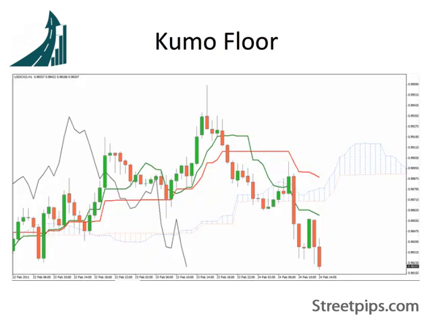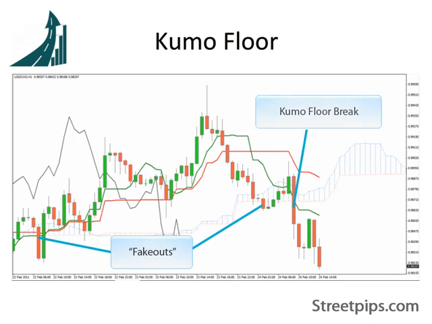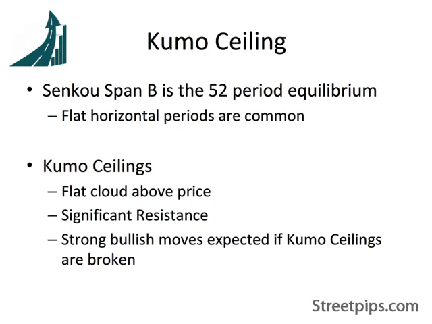In this example, we see a Kumo floor stretching across the chart. Prices actually broke through the Kumo floors 3 times, the first 2 instances being fake breakouts, also known as fakeouts. But the last break resulted in a strong bearish move. We will learn in the later sections how we can use, for example, the Chikou, to protect traders from fakeouts.